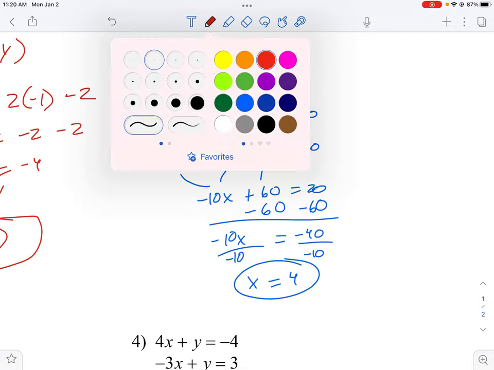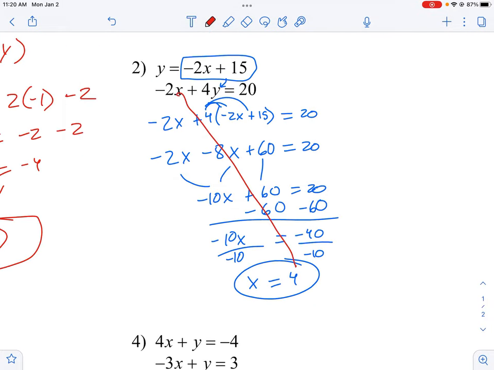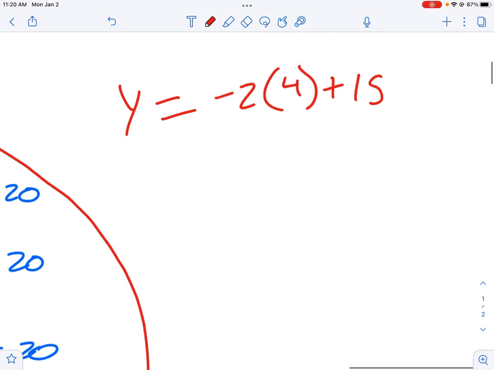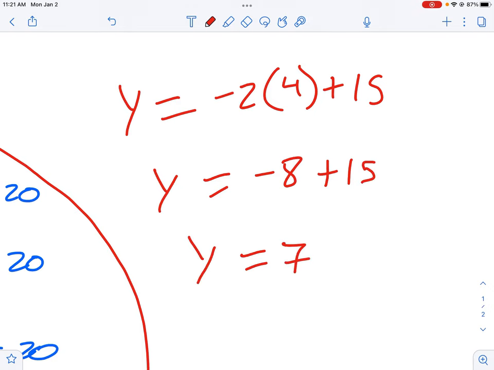So now we need to take this and we can put it in either equation. It's definitely going to be a lot easier to plug it in the top one because it already says y equals everything else. So you just have to plug in the 4 for x and simplify. So I got y is negative 2 times 4, which is negative 8. Add on 15. Negative 8 plus 15 is 7.